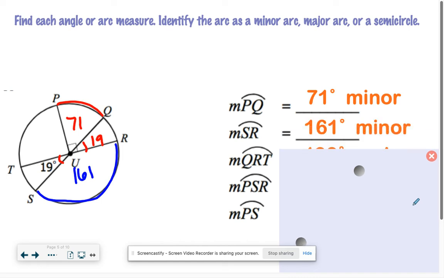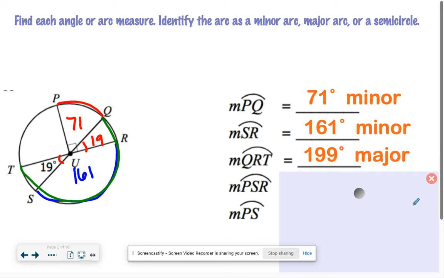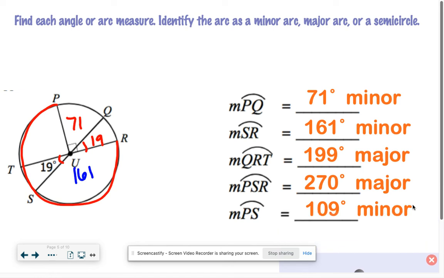QRT. Q to R to T. Let's use green. Q to R to T. So 19 plus 161 should give us 199, which makes it major. PSR. P to S to R. So we're going to the left. Oh boy. So basically everything but that right angle. So 360 minus 90 should give us 270, which is major.